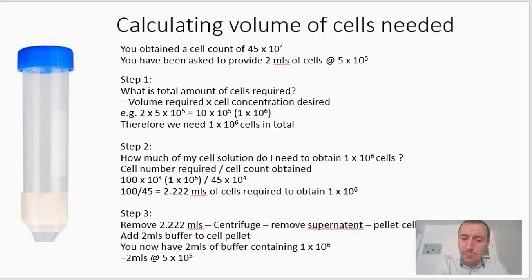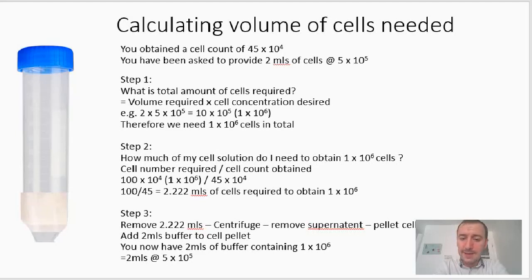But the easiest way to do this calculation is to make sure that the cell number required and the cell count obtained are in the same units. So I've transformed both of these to 10 to the 4. So it's 100 by 10 to the 4 divided by 45 by 10 to the 4. So it's 100 divided by 45, which means the answer is we need 2.222 mils of cells that we obtained from Emer to obtain 1 by 10 to the 6 cells in total.